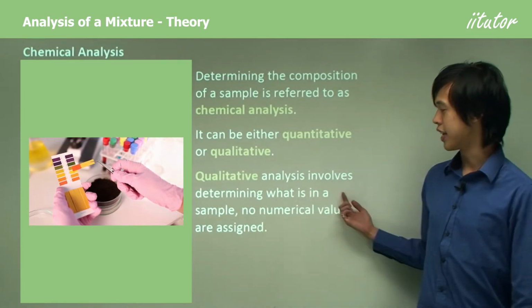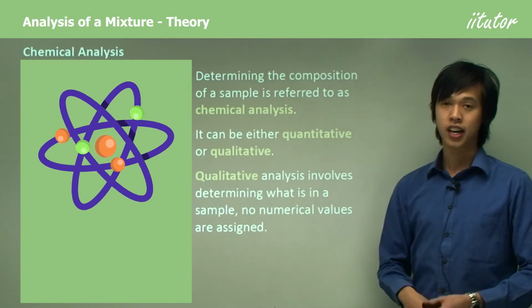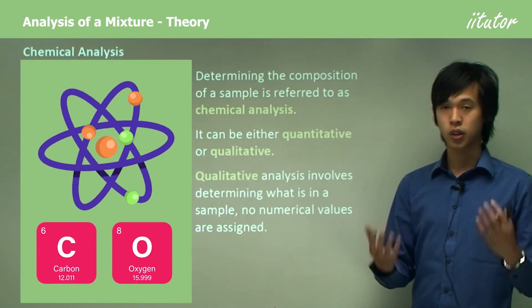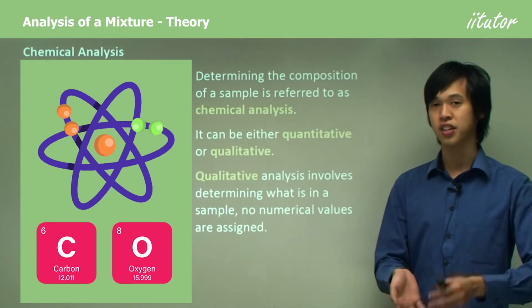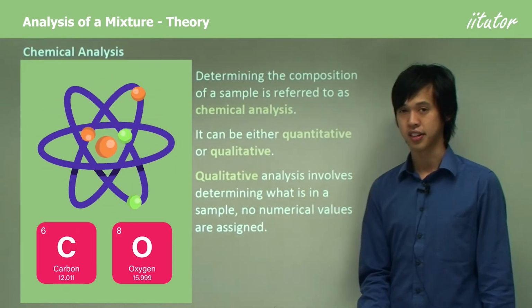So qualitative analysis involves simply determining what's in the sample. If I had a chemical and I realized that it was carbon and oxygen, that's qualitative because there's no number assigned to it. We just know that there's carbon in there and there's oxygen in there. So there are no numerical values assigned.